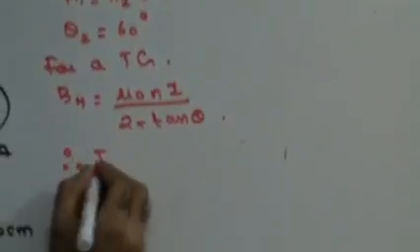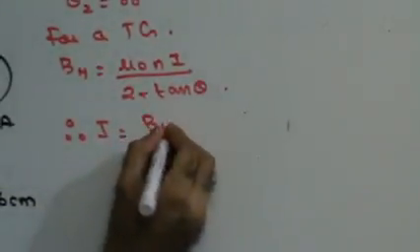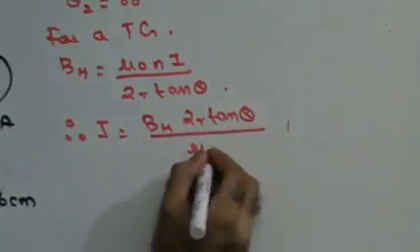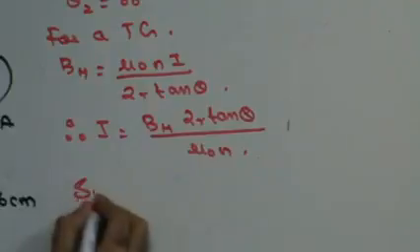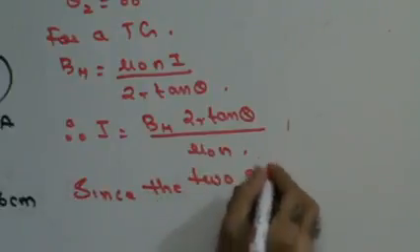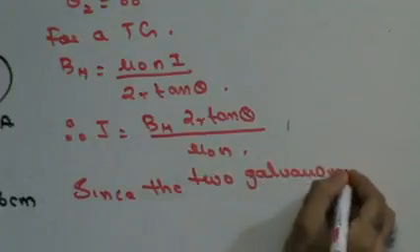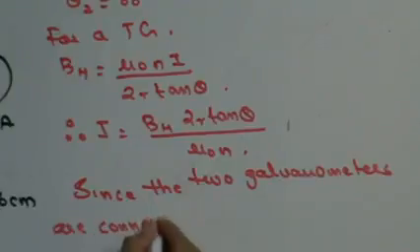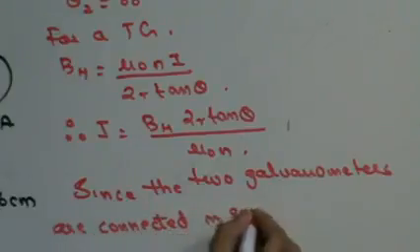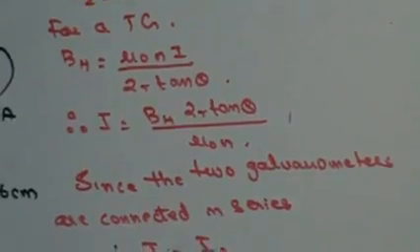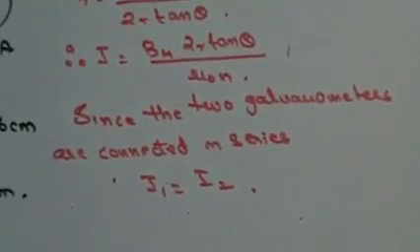Therefore, I can say that current is equal to VH into 2R tan theta upon mu 0 N. Now, since the two galvanometers are connected in series, therefore the same current should flow through them. I1 should be equal to I2. Since the two galvanometers are connected in series, the current remains constant.